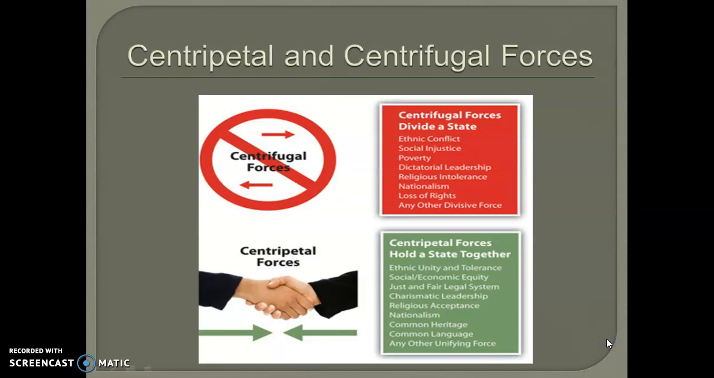Moving along. All right, we've talked about centripetal and centrifugal, or centrifugal. I don't know how to pronounce it. I think I've learned lately that I've been pronouncing it wrong for years. Those particular theories, and there's a nice little chart there that tells you what those are. Centrifugal forces are ones that divide a state, pull it apart. If you think of a centrifuge, right? A centrifuge separates things. That's what these forces do.